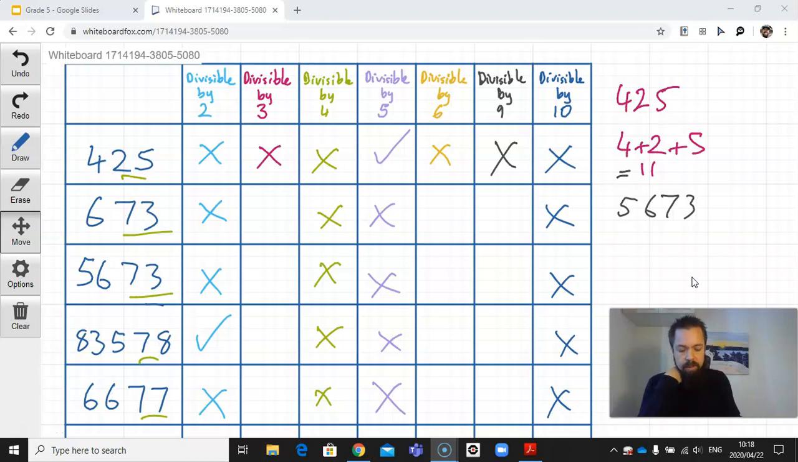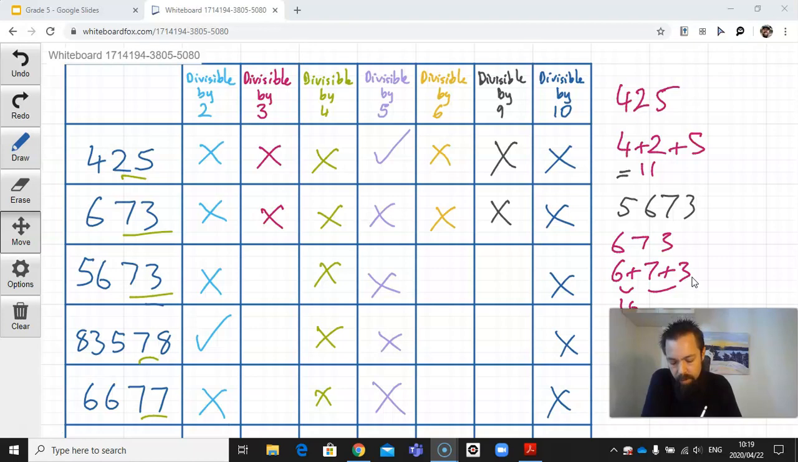I'm going to work across for these ones. So 673, I'm going to quickly add those together. 6 plus 7 plus 3 gives me, that's 10, plus 6 is 16. 16 is not in the 3 times table, not divisible. If it's not divisible by 3, it won't be divisible by 6. 16 is not in the 9 times table, 9, 18. So wow, this one's not divisible by any of those numbers.